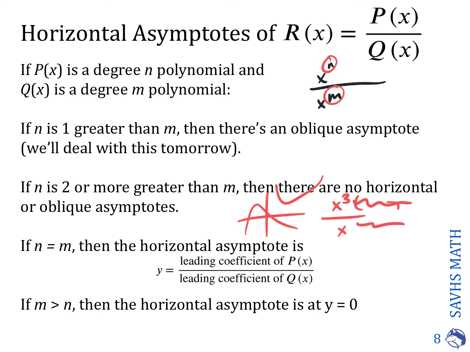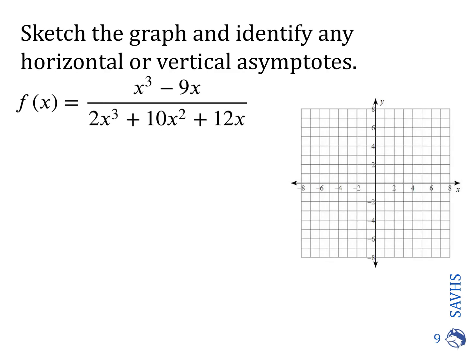If the degrees are equal, then you're going to take the a and the b, the leading coefficients, and do a over b to get that horizontal asymptote. And then finally, if the degree of m is greater than n, then the horizontal asymptote is at y equals 0.